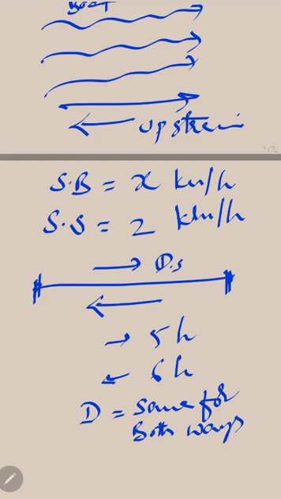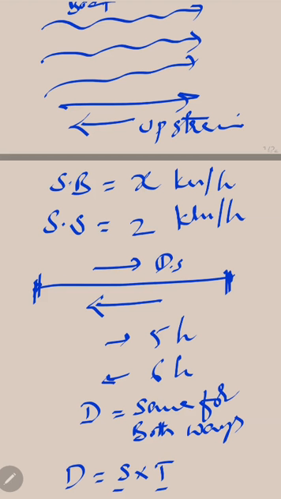But whenever we are traveling downstream, it takes 5 hours, and whenever we are traveling upstream, we are taking 6 hours. So now how can we find the distance? Here one formula we all know: distance is equal to speed into time. So the relation between distance, speed and time is distance equals speed times time. If we know speed and time, we can find the distance. So what is our aim?